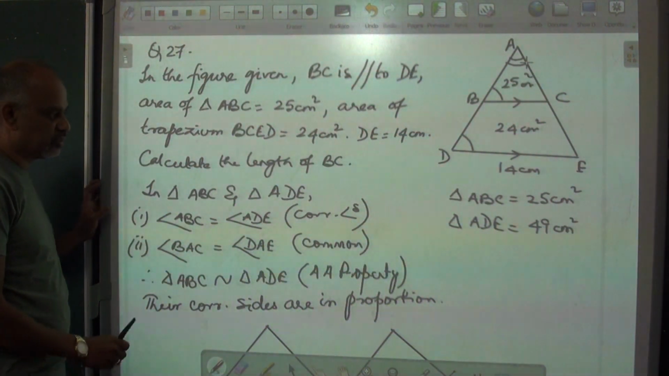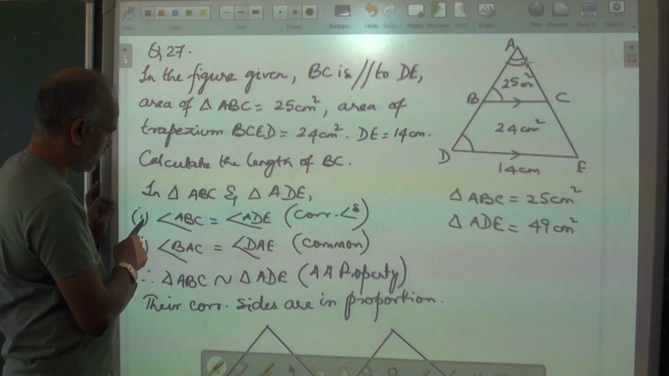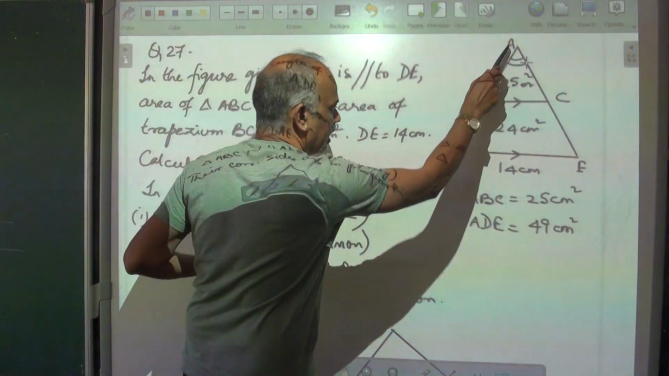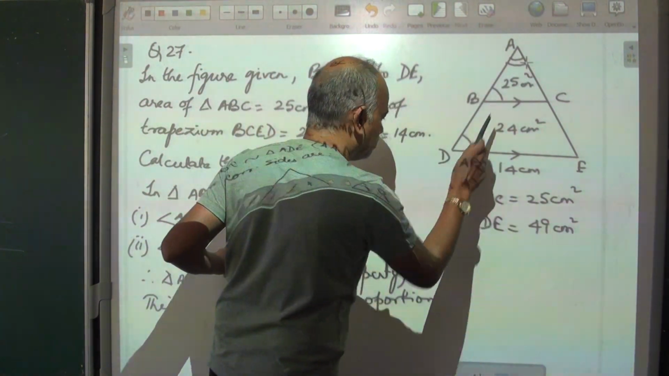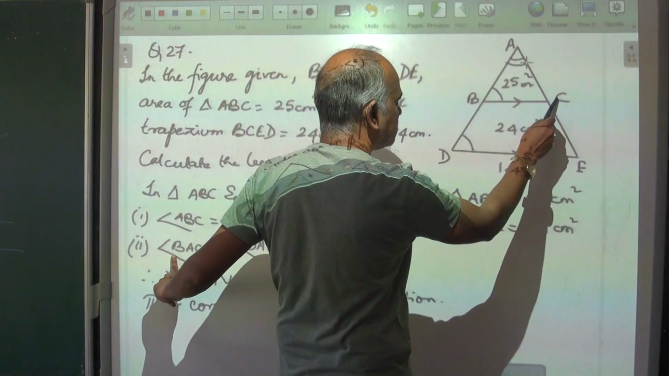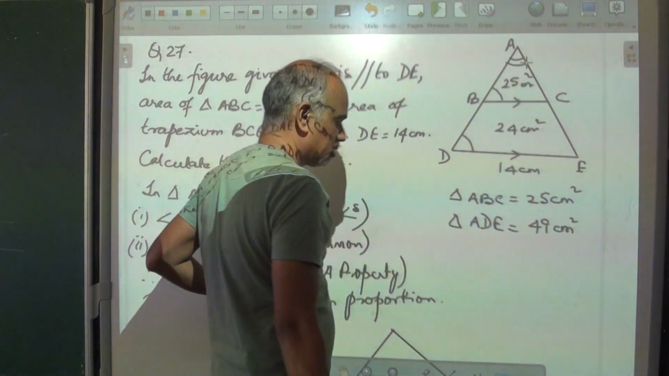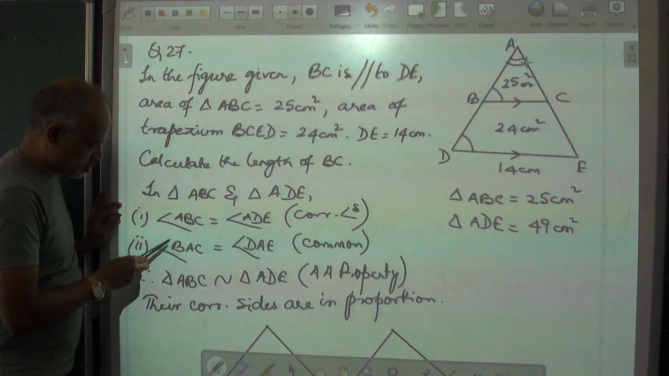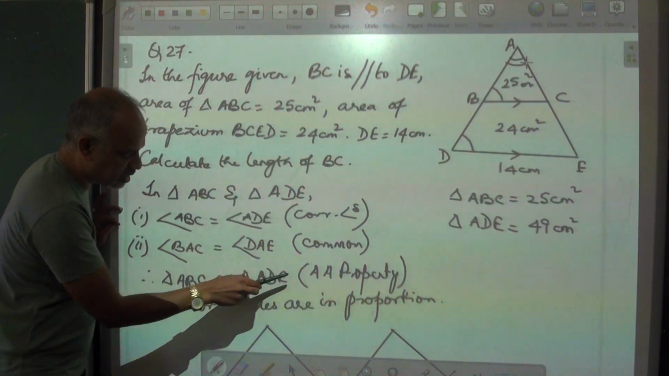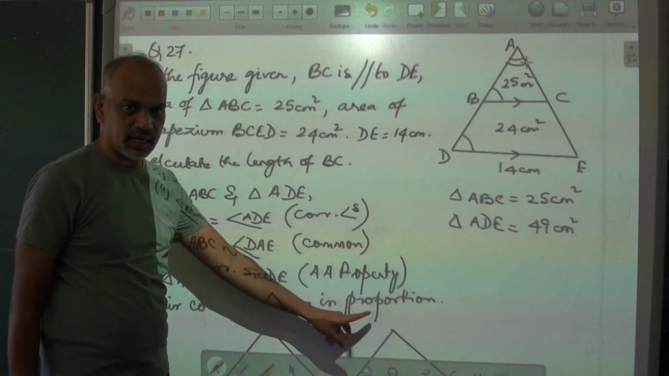So let's write proof for this. In triangle, smaller one is ABC and the bigger one is ADE. Angle ABC, this one, is equal to angle ADE. First angle, which is same. Reason, corresponding angles. The second one, BAC, that's this one, is equal to angle DAE. Same thing, they are common angles. So two corresponding angles are equal, therefore triangle ABC is similar to triangle ADE by AA property. Now that the two triangles are similar, their corresponding sides are in proportion.